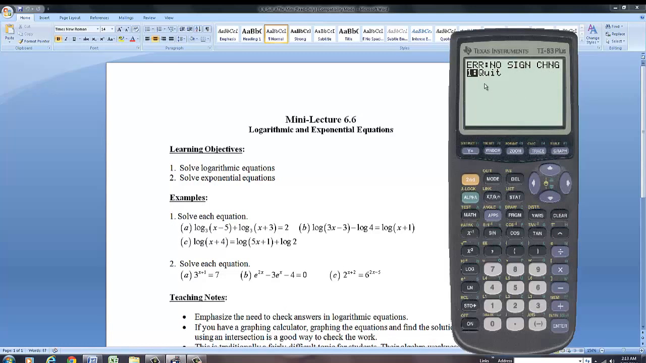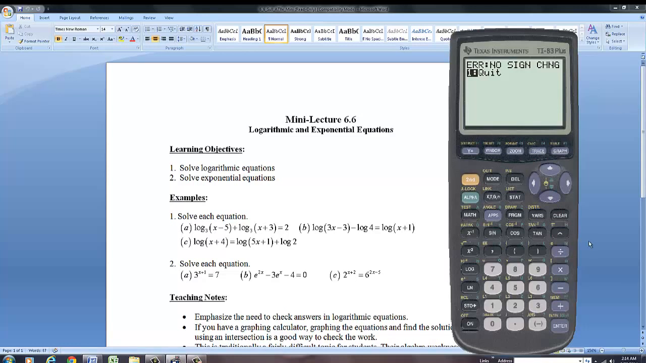So no matter how far I go with the cursor, the graph simply stays below the x-axis, which means there's no intersection. Okay, so what happens if you're solving an equation by the graph, and the graph of that equation is either strictly above or strictly below the x-axis? It's not going to cross the x-axis, so it's not going to have any x-intercepts, which means it's not going to have any zeros, which means there's no solution.